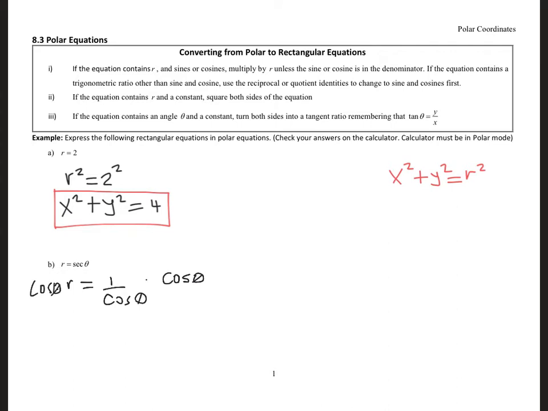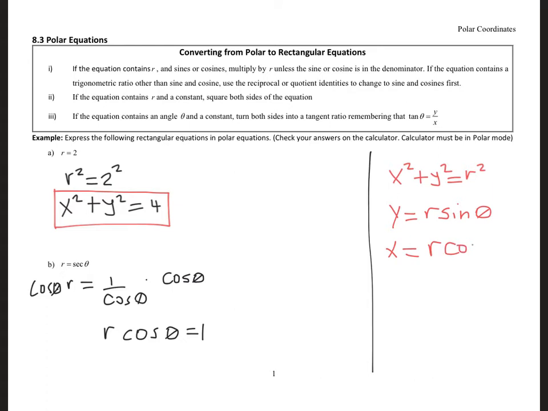And when I do that, what do I get? I get r cosine of theta is equal to 1. And I have to remember that y is equal to r sine theta, and I also need to remember that x is given by r cosine of theta. So what does this mean? What I have here is the same as x. So the equation is x is equal to 1, and that's the answer.